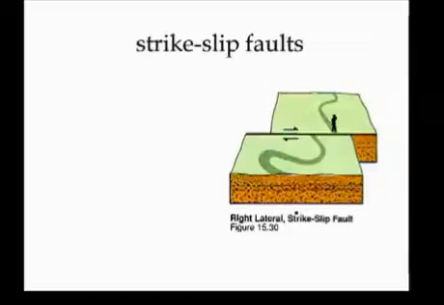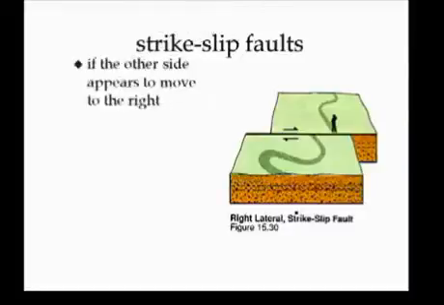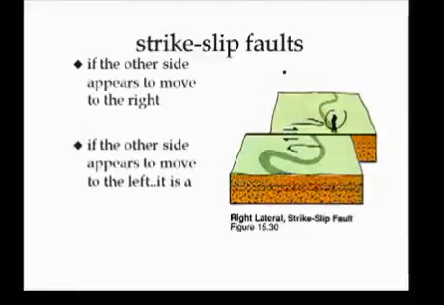A strike-slip fault, horizontal movement, you have, in this example, the side across from us looks like it moved to the right. But that guy looking at us says, no, no, no, no, you move to the right. It doesn't really matter which side you're standing on. The other side looks like it moved to the right.